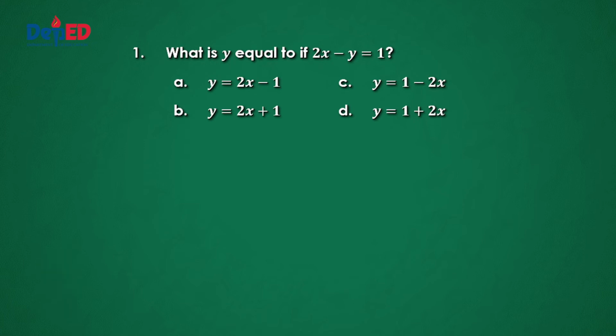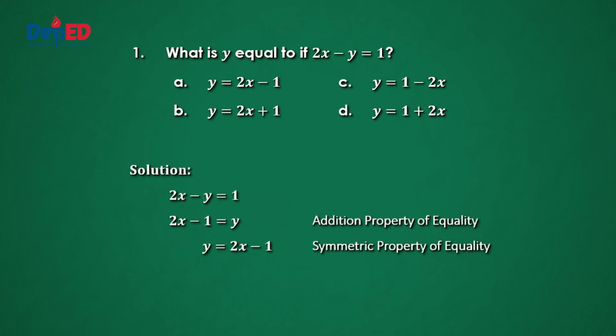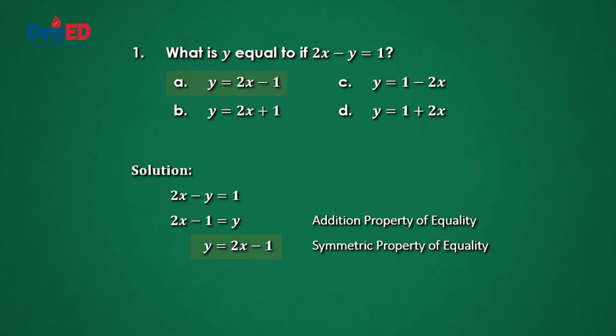By the addition property of equality and the symmetric property of equality, we can show that y is equal to 2x minus 1. So the answer is letter A.